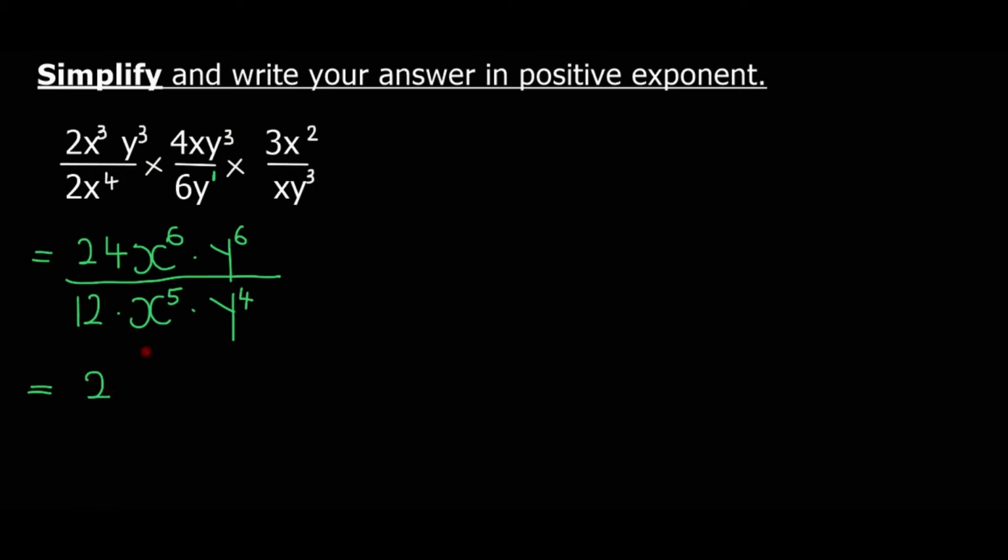And then from here, we apply that law. We take the exponent at the top minus the exponent at the bottom because the bases are the same. 6 minus 5 is 1. So we have 1 here. And then we look at y. We write the base y and then 6 minus 4, and 6 minus 4 is 2. And then this is our answer.